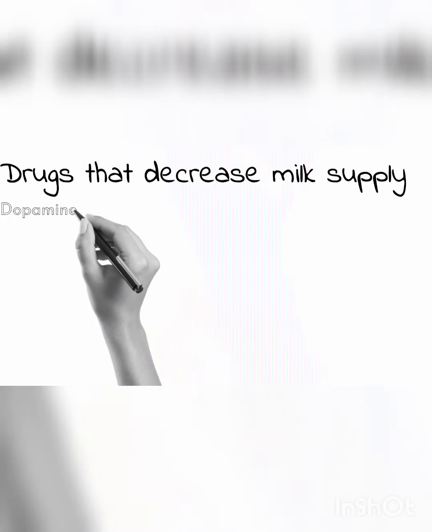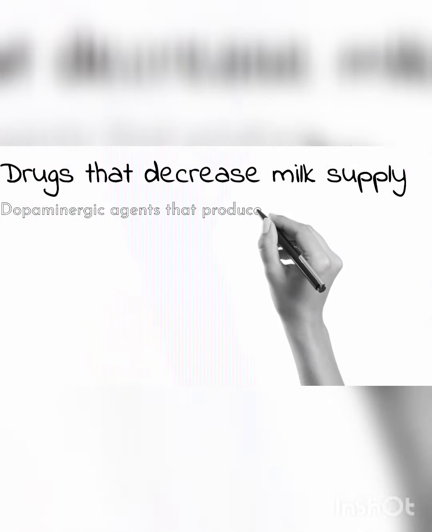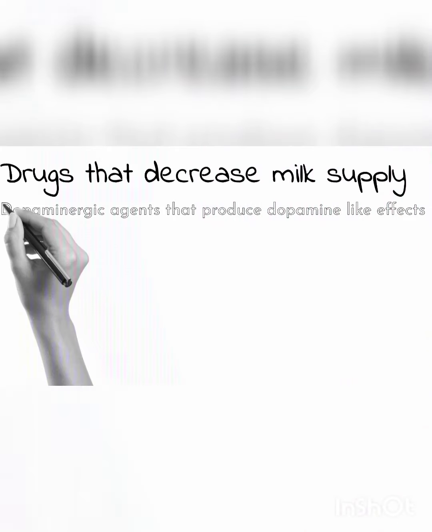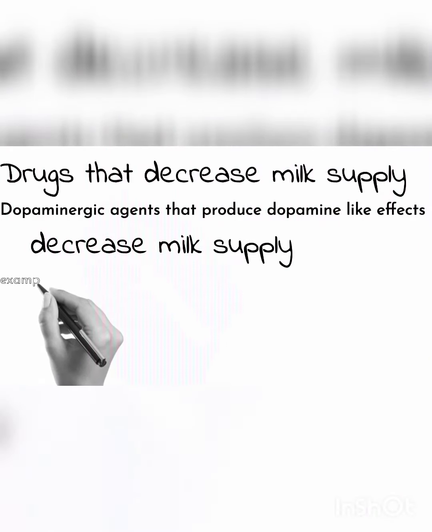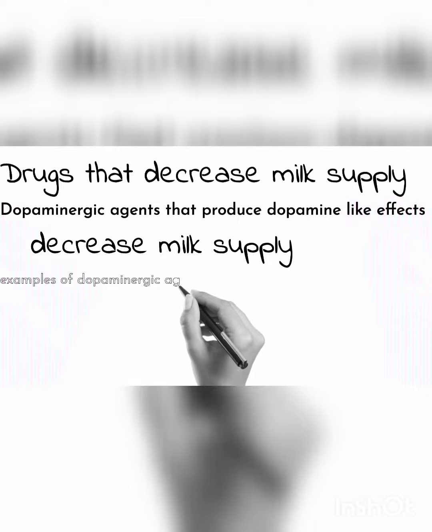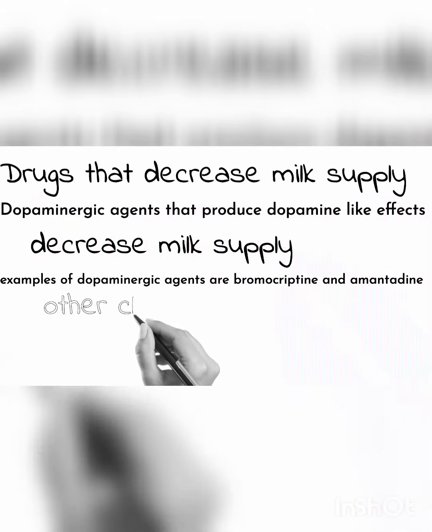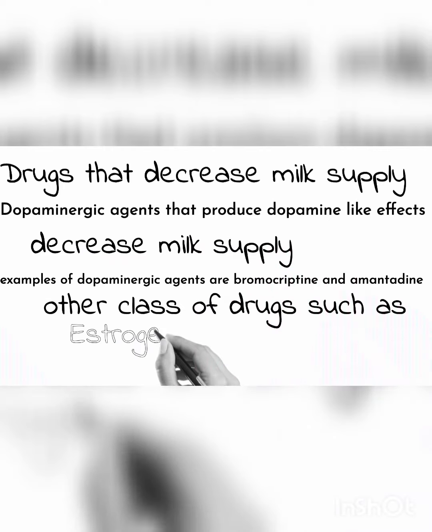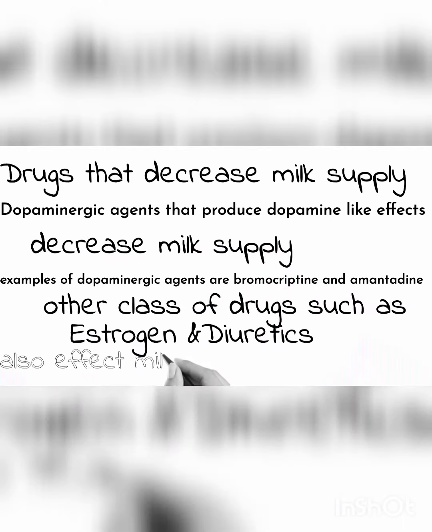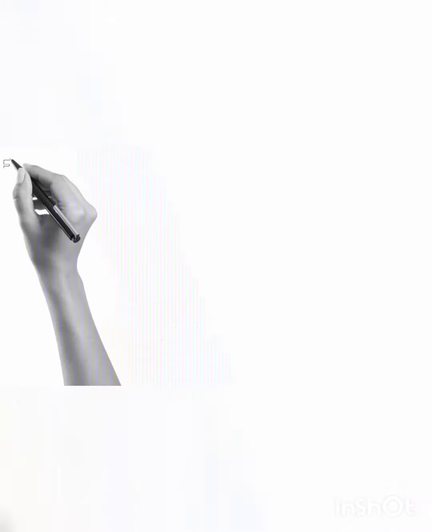Now, drugs that decrease milk supply include dopaminergic agents that produce dopamine-like effects that decrease milk supply. Examples of dopaminergic agents are bromocriptine and amantadine. Other classes of drugs such as estrogen and diuretics also affect milk production adversely, that is, they decrease milk production.